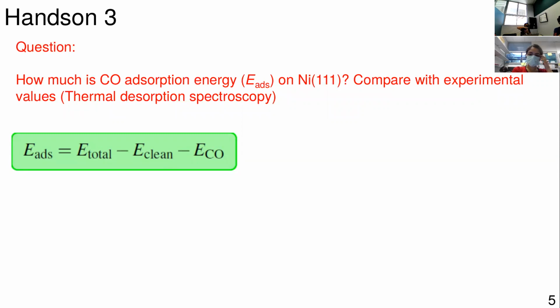Okay? So if it's positive, it means that your adsorbate doesn't want to be on the surface, but if it's negative, it means that the energy of your overall system is more stable than the energy of the clean surface plus the molecule when they don't have any interaction. So the fact that this difference is negative means that the molecule is happy to be on the surface.